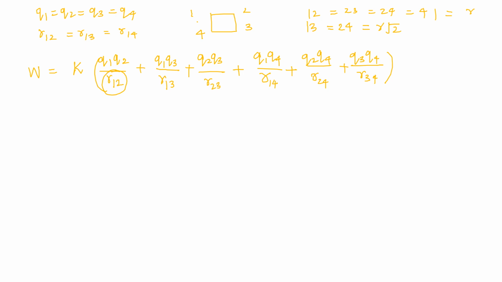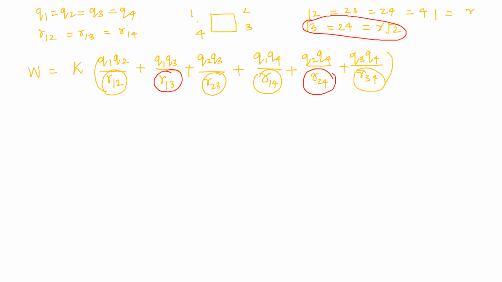1 3 is R under root 2, I'll mark these values with red. 1 3, then 2 4 is this, right? And the others are R. Now substituting it, and we have said that Q1, Q2, Q3, everything is the same.